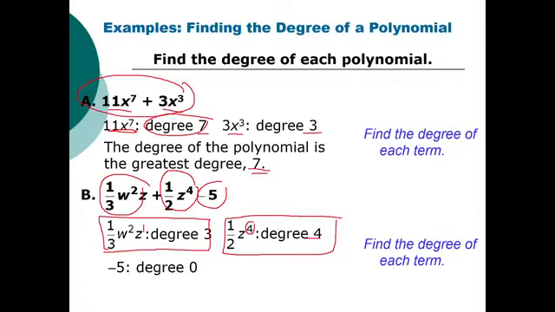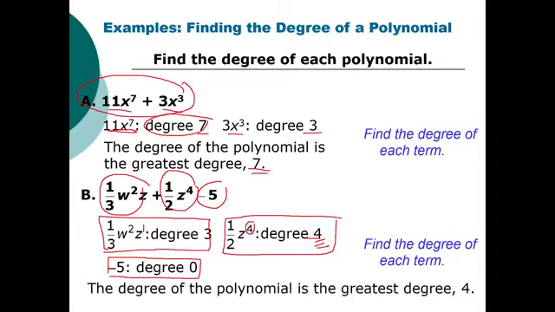The degree of 5, a constant term, is 0. Now, what is the highest degree? The highest degree is 4. Therefore, the degree of the polynomial is 4.